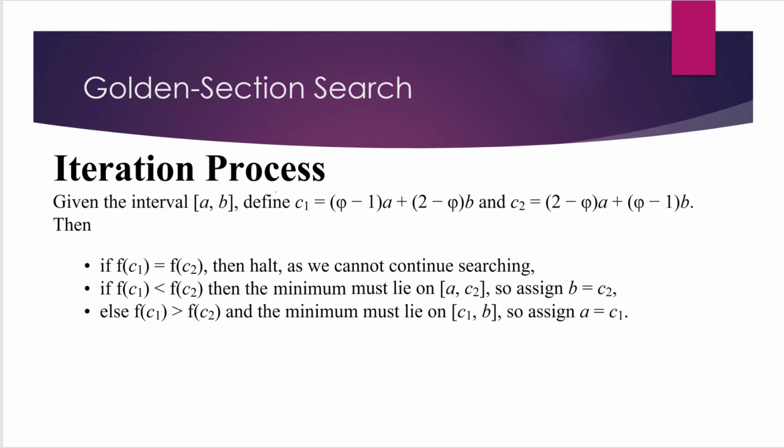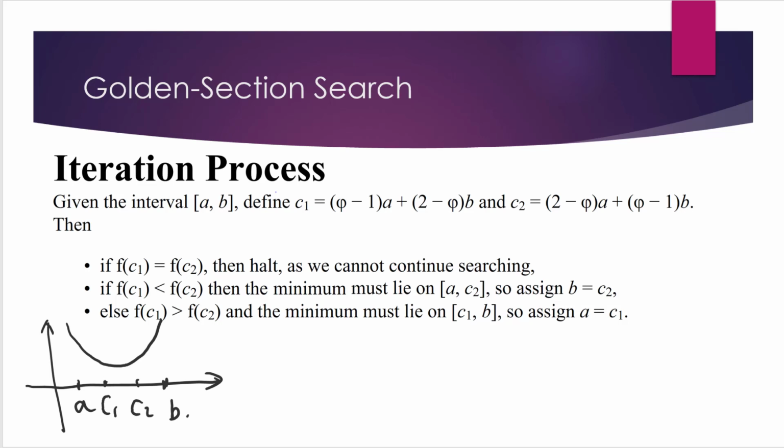c1 is defined as (phi minus 1) times a plus (2 minus phi) times b. And c2 is defined as (2 minus phi) times a plus (phi minus 1) times b. And then there are 3 different scenarios. So first, assume that we have a function like this. So this is the initial bound a to b. Then we find 2 interior points c1 and c2, right?